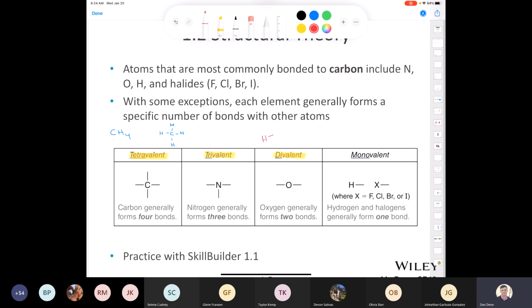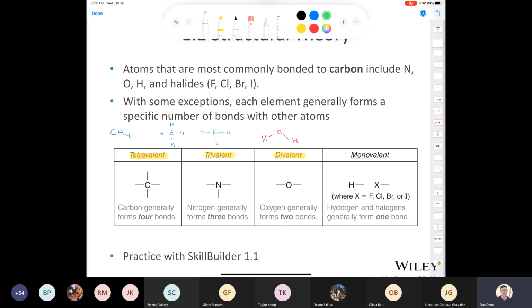What about water, right? Everybody can draw the Lewis structure of water, and you can see that the oxygen has 2 bonds. If you need an example for the nitrogen, what about ammonia, NH3? The nitrogen in ammonia has 3 bonds. It also has a lone pair, but it has 3 bonds.